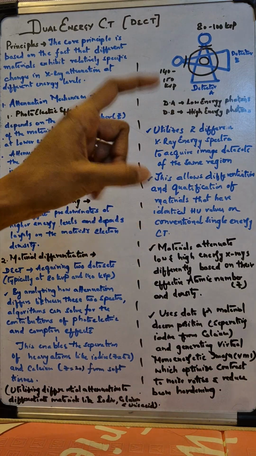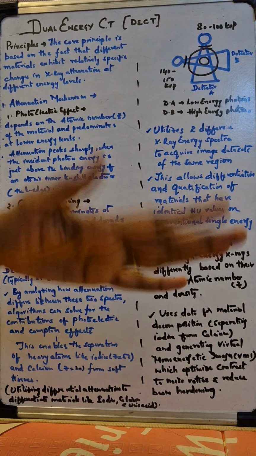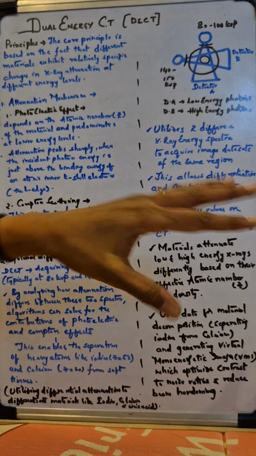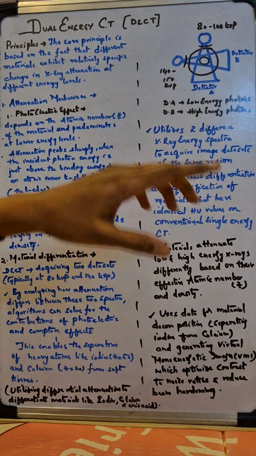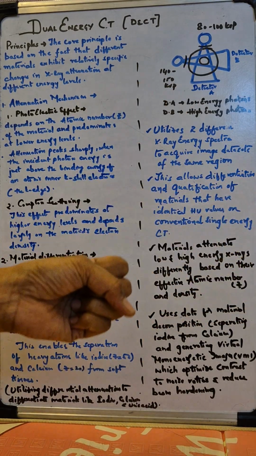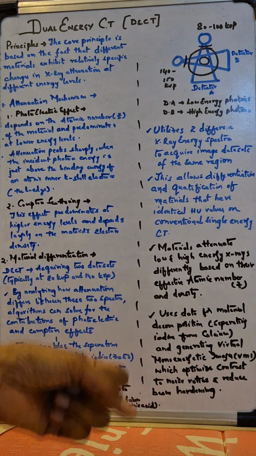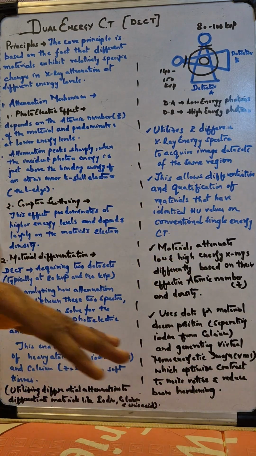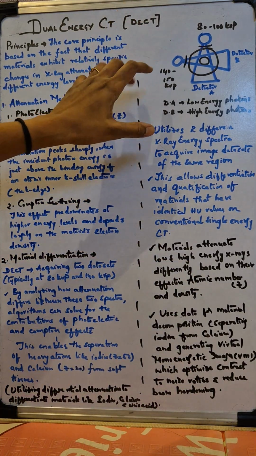In some cases, there will be only a single X-ray tube, and the voltages will be shifting within some seconds. Another technique is the detector. There will be dual detectors. The upper layer may absorb the low energy, and the lower layer may absorb the high energy. Another will be filters. So this is dual energy CT.